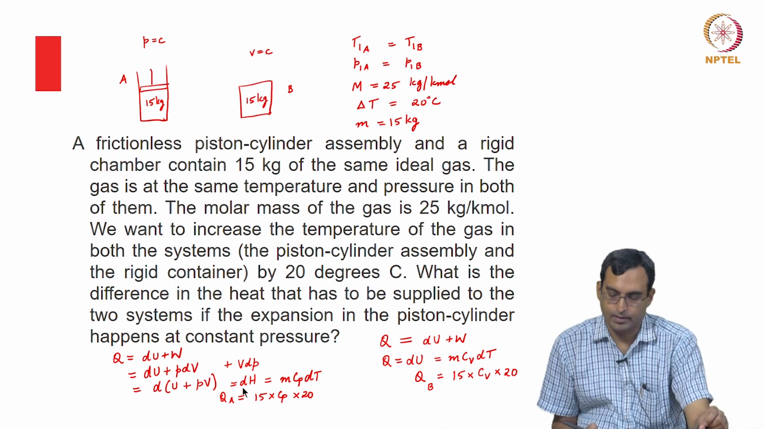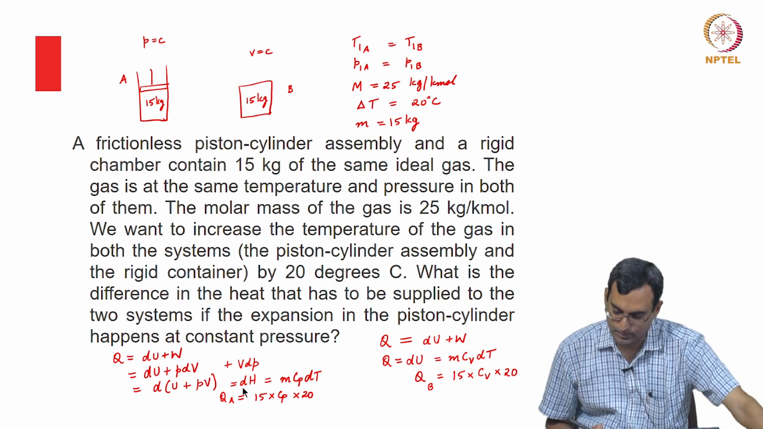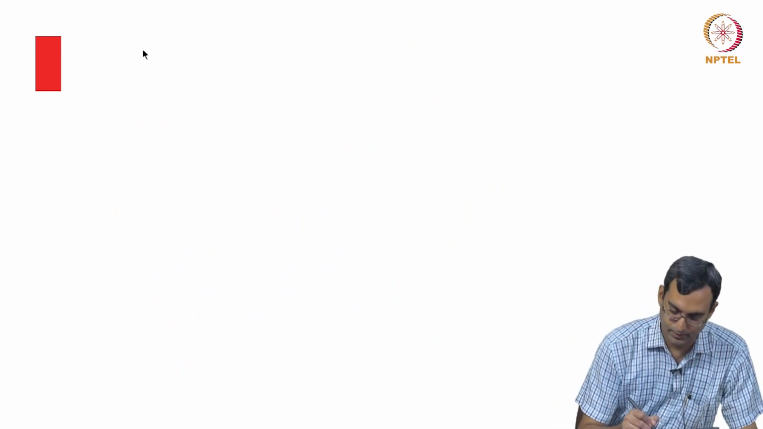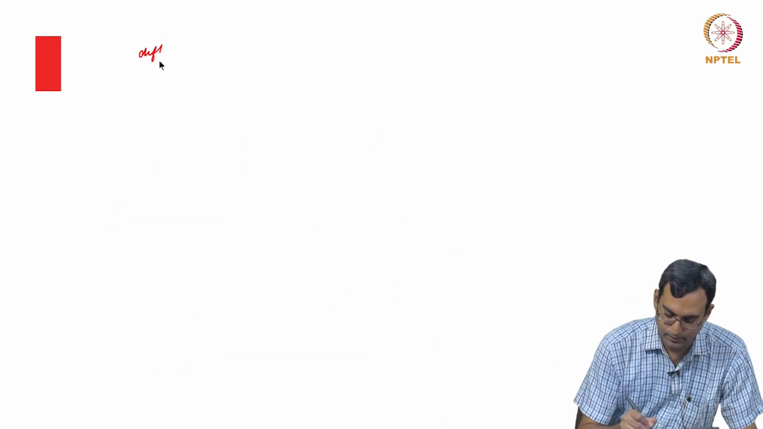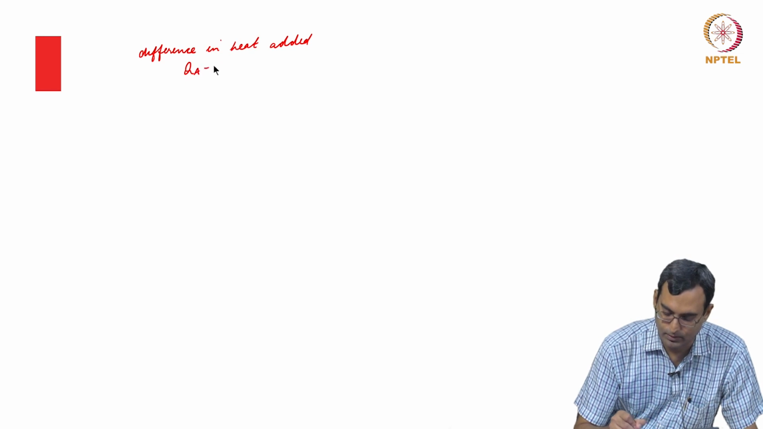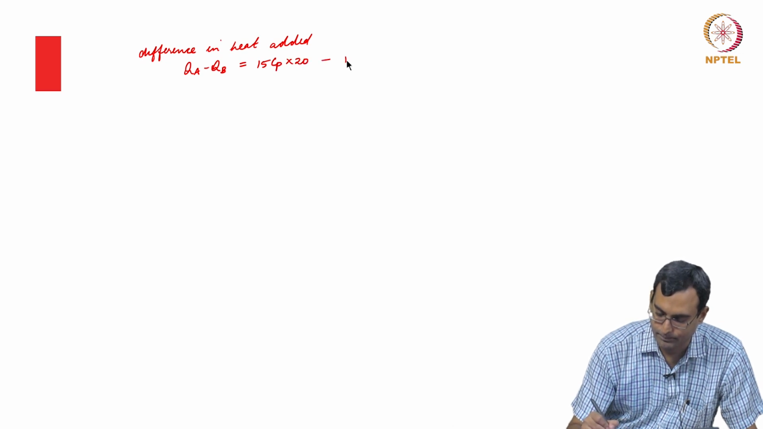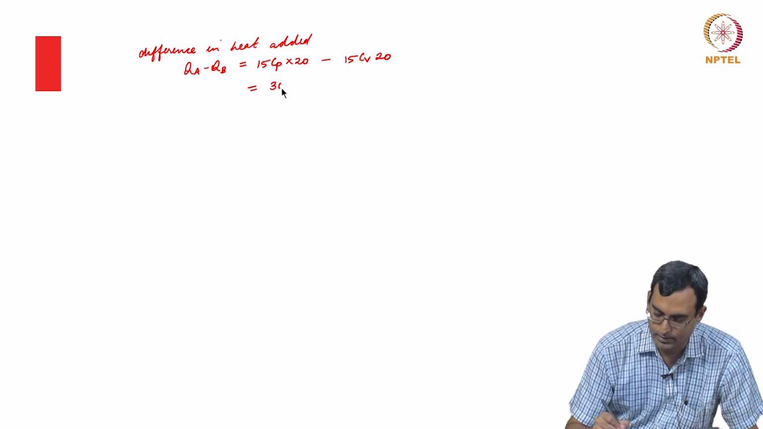We are asked to find out the difference. So, we have 15 Cp into 20 minus 15 Cv into 20, which is the difference in heat added, Qa minus Qb. So, that is 300 into Cp minus Cv.